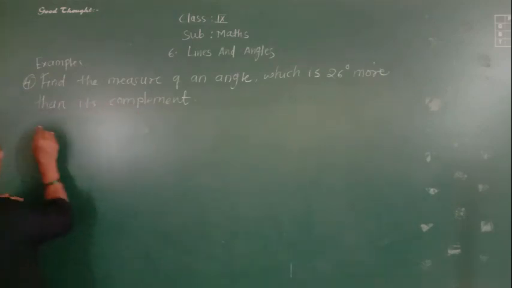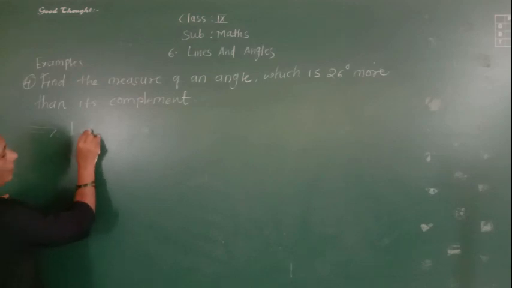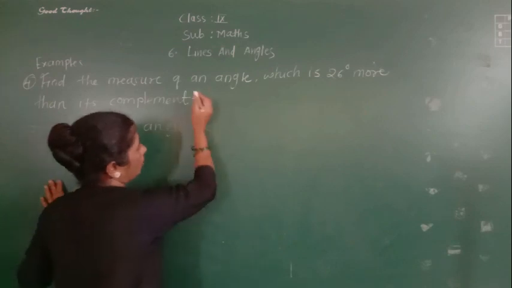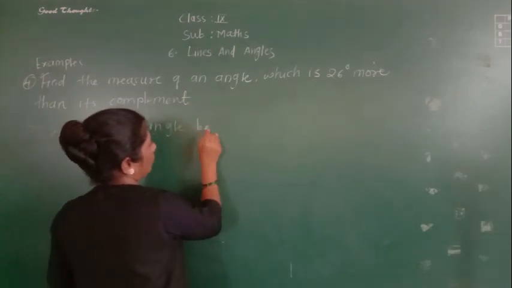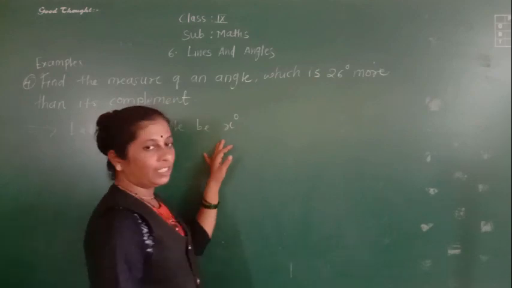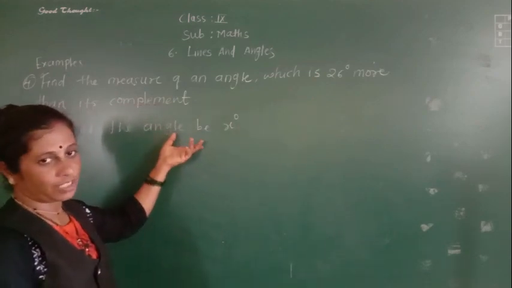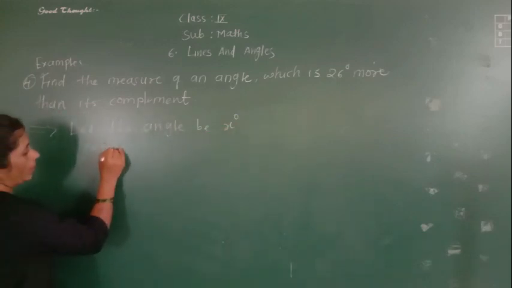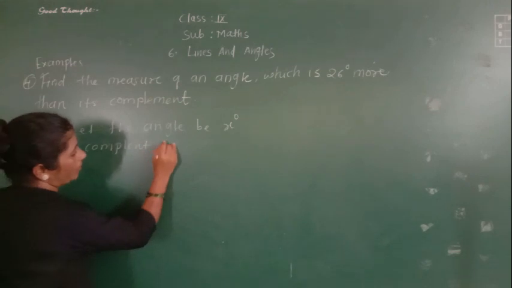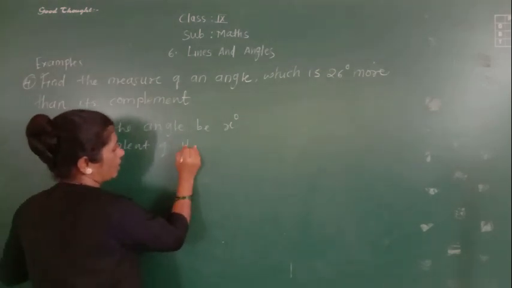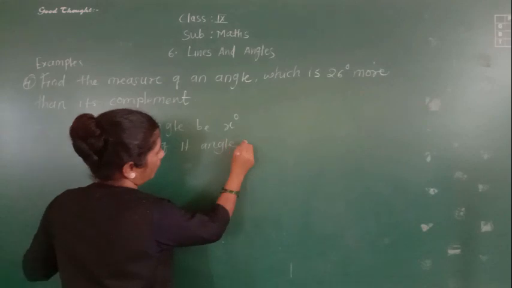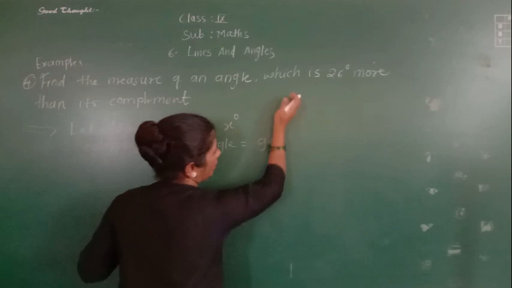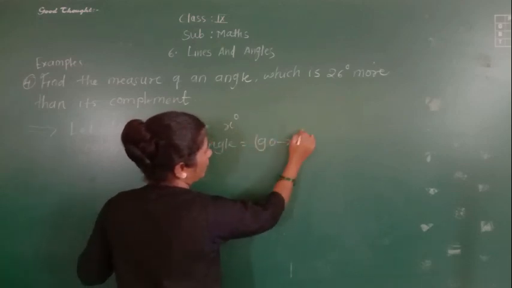Okay. So the same here. Let us take the angle to be x degree, meaning the measurement of the angle is x degree. Then we have to first write down what is its complementary angle. So the complement of this angle will be 90 degree minus x, or 90 minus x degree, right?